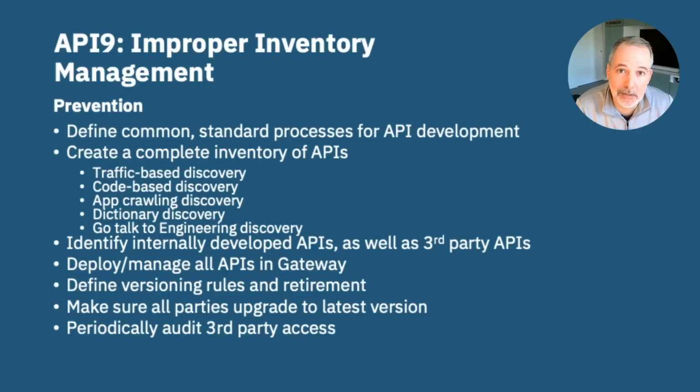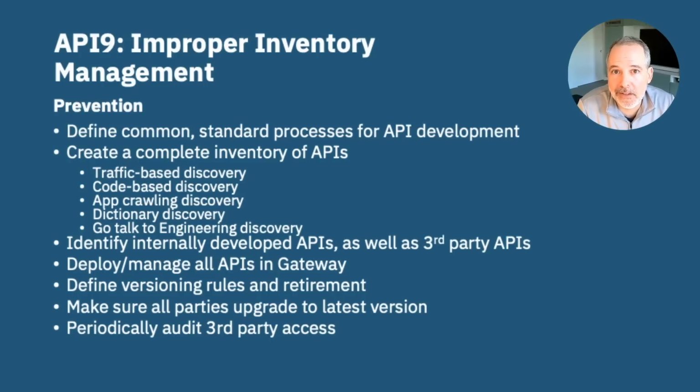Next is code-based discovery. Here we're talking about scanning your code repos to look for any API endpoints that exist there. There's app crawling discovery, which is basically crawling through your application, exercising every feature and function of your app, and looking for the API calls that are sitting behind them. There's dictionary discovery, which is really a brute force approach. There are many published lists of hundreds of thousands of lines long of common API paths. So you can simply run these against your applications and see which ones are present.